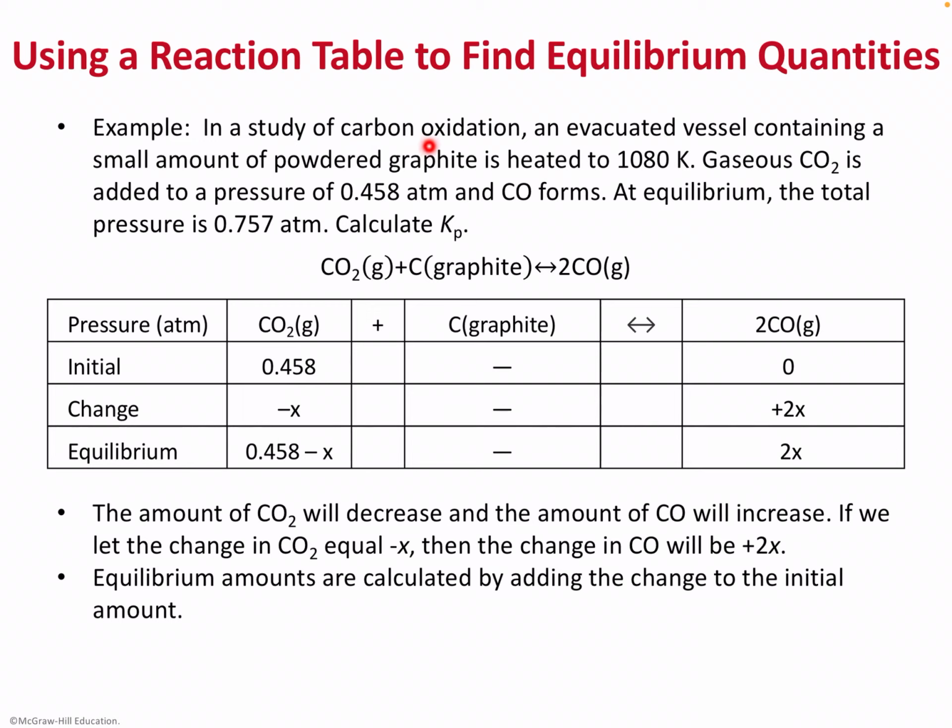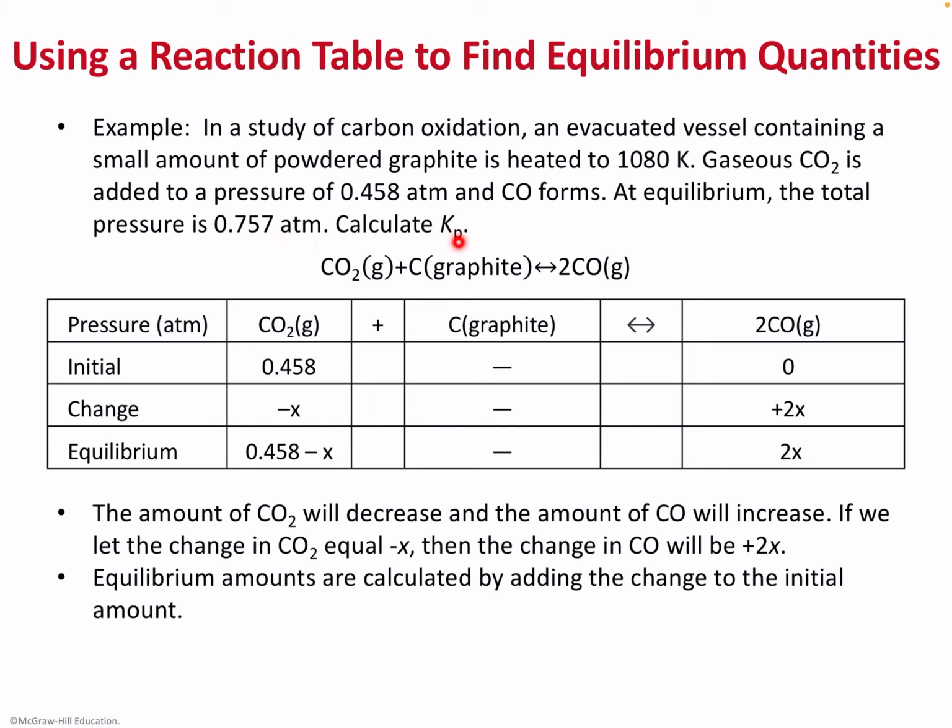In a study of carbon oxidation, so carbon oxidation with carbon dioxide, an evacuated vessel containing a small amount of powdered graphite, which is carbon, is heated to 1080 Kelvin. Gaseous carbon dioxide is added to a pressure of 0.458 atm and carbon monoxide forms. So carbon monoxide is a product, carbon dioxide and carbon are the reactants. At equilibrium, the total pressure is 0.757 atmosphere and we need to calculate the Kp.